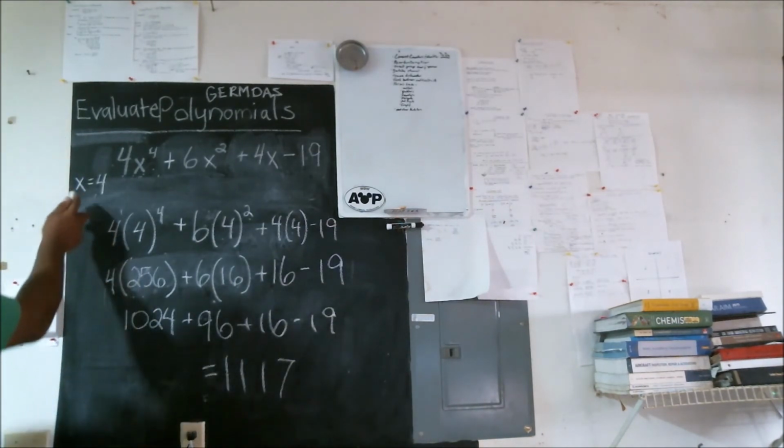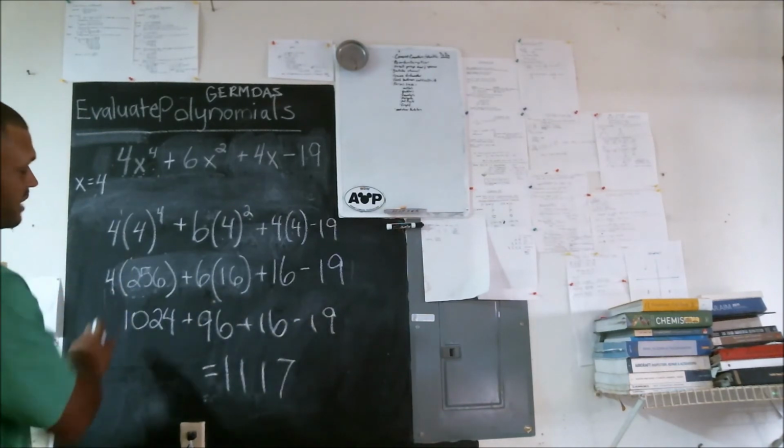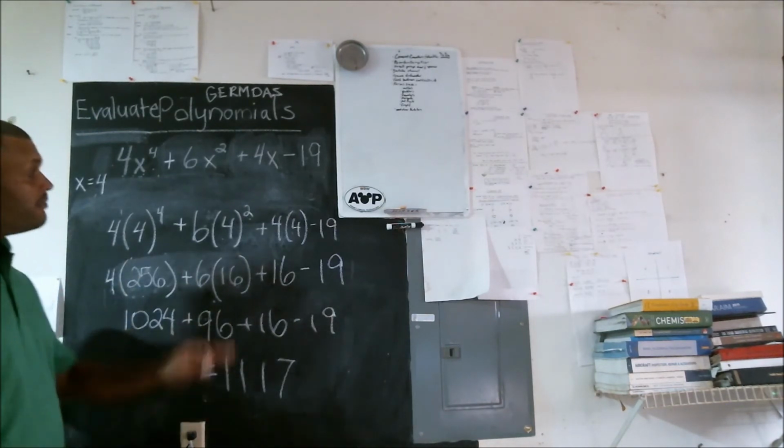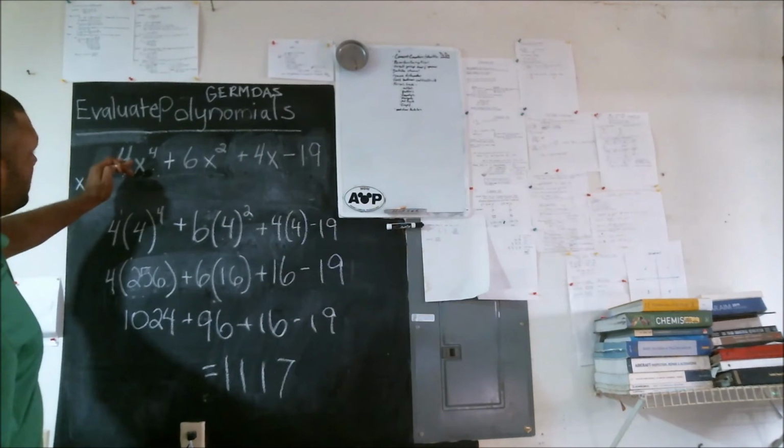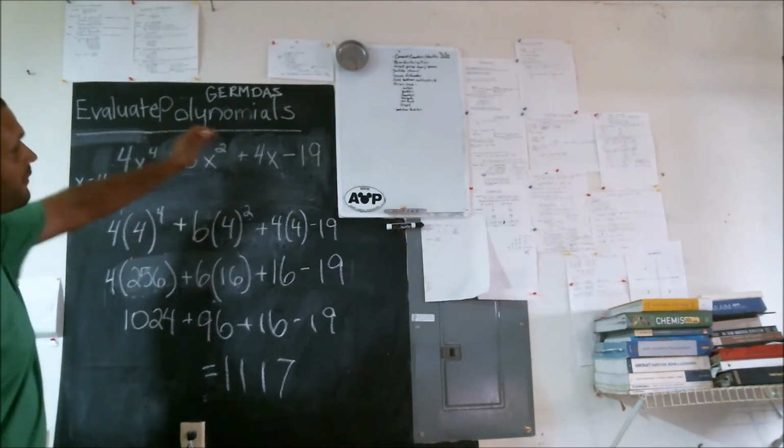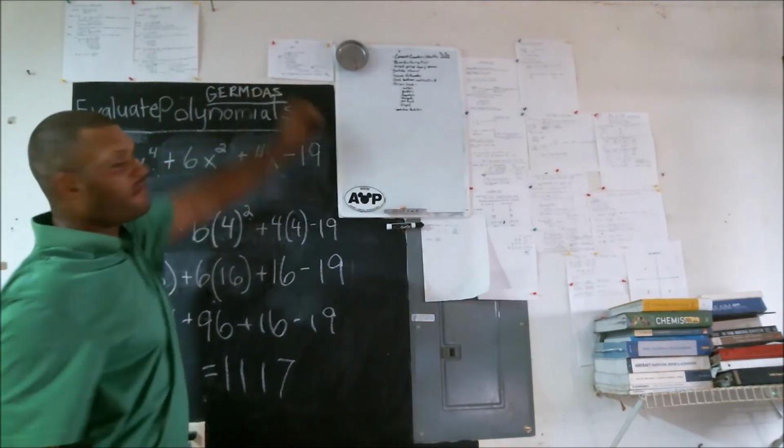It's very important, like I said, to just keep your line items straight and make sure that your math is correct. And if you follow GERMDAS, you won't have any problem.